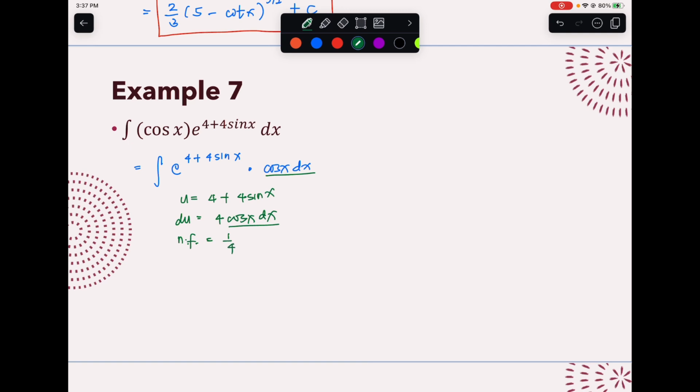So what would happen then? This one would be transformed as e to the u, and that one would be transformed as our du. Then remember that the integral of e to the u du is e to the u plus C. So thus we write this one. We start with the neutralizing factor of 1/4. So our e to the u is e to the 4 plus 4 sine x, and then plus C.